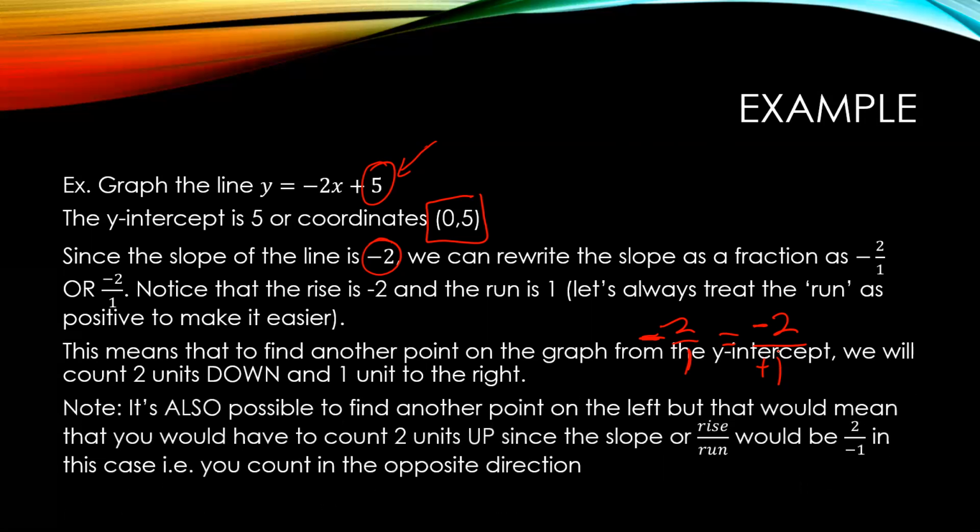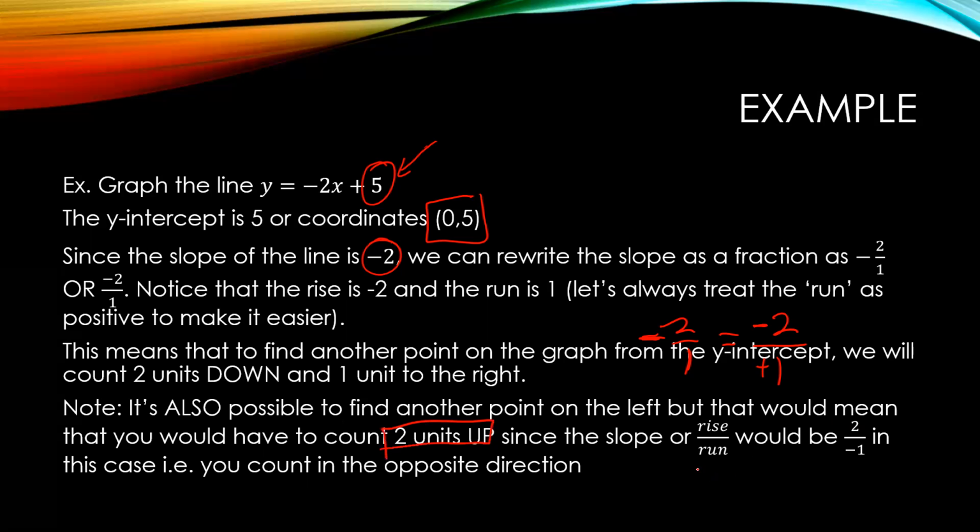So keep in mind, it is possible for you to find another point on the left, but if you were to find another point on the left, it would actually be the opposite. You would be going in the complete opposite direction. Instead of going down, you would now go up because you're going in the opposite direction when you go to the left. And of course, instead of going to the right, now we go to the left. So the reason this is allowed, because this might throw you off because you're thinking, well, if it's a negative slope, then why are we counting up?